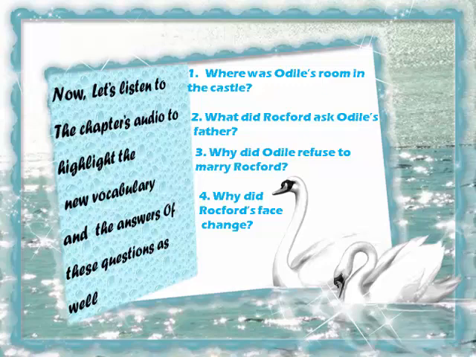Four things you have to underline. Place of Odile's room in the castle. The question that Rockford asked Odile's father about. The reason why Odile refused to marry Rockford, and the reason why Rockford's face changed. Are you ready to listen now? Let's start.